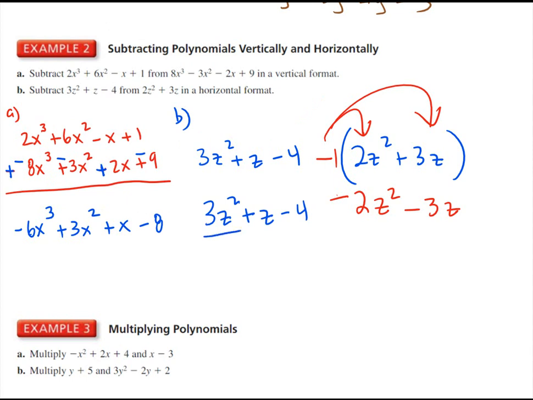Combine like terms now. So these are like terms with the z squared. That'll give you z squared positive. Then we have the plus z and minus 3z. So it'll be minus 2z. Then we have the minus 4.